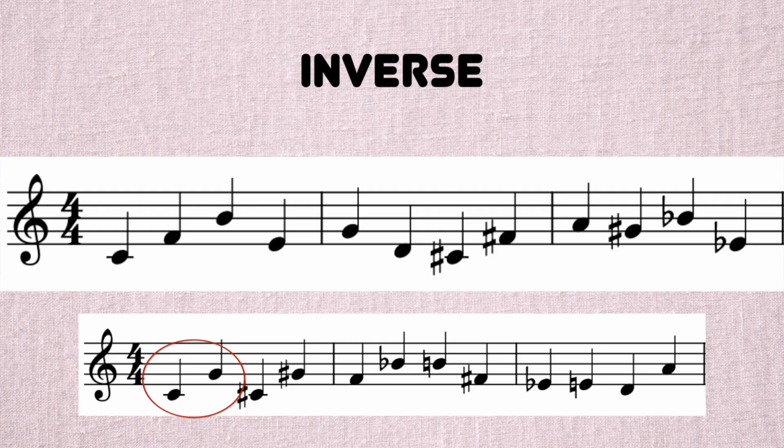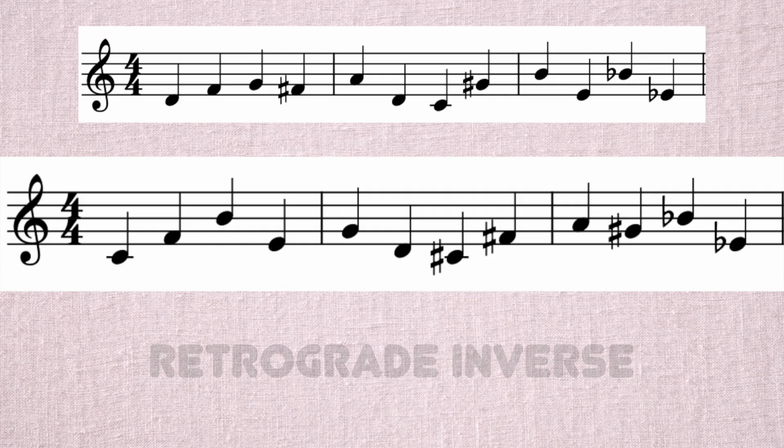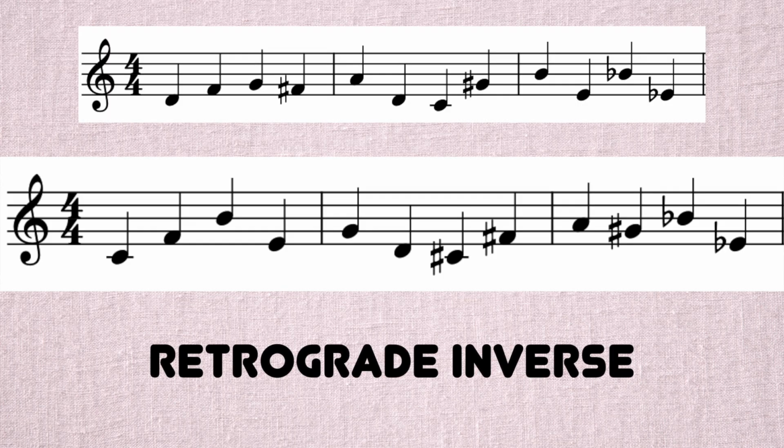So C going down to G is the same thing as C going up to G. This just puts it all into one octave. So that's what this sounds like here. Or you could do both the inverse and the retrograde at the same time. So the row is mirrored vertically and played backwards. This is what that sounds like.